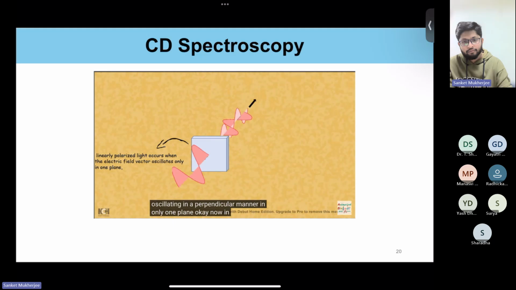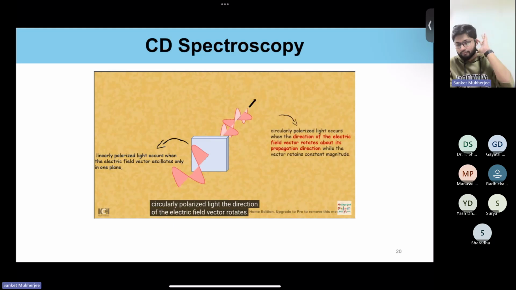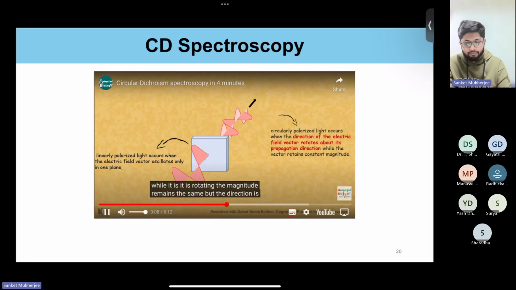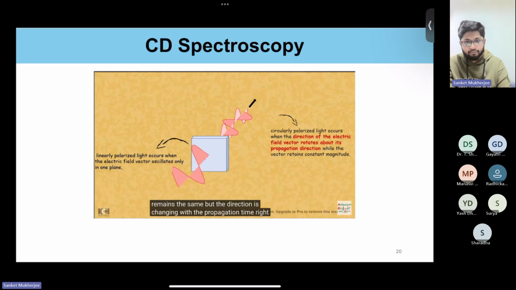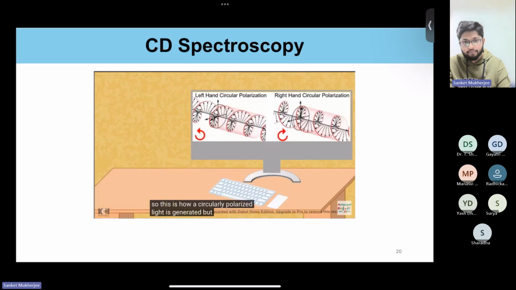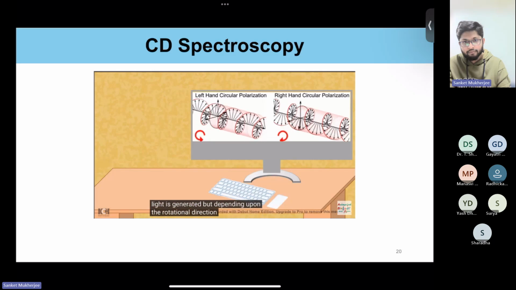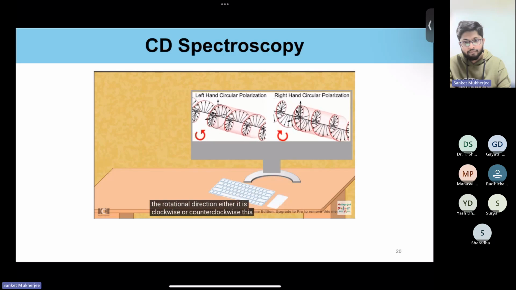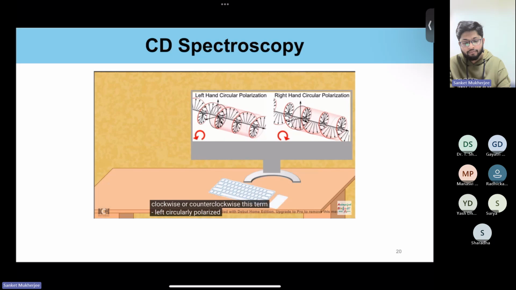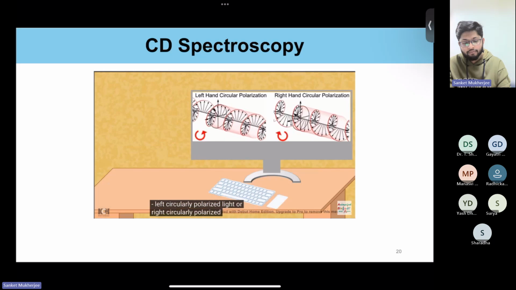Linearly polarized light occurs when the electric field vector is oscillating in only one plane. In the case of circularly polarized light, the direction of the electric field vector rotates along the propagation direction, and while it is rotating, the magnitude remains the same, but the direction changes with propagation time. This is how circularly polarized light is generated. Depending upon the rotation direction, clockwise or counterclockwise, it is termed left circularly polarized light or right circularly polarized light.